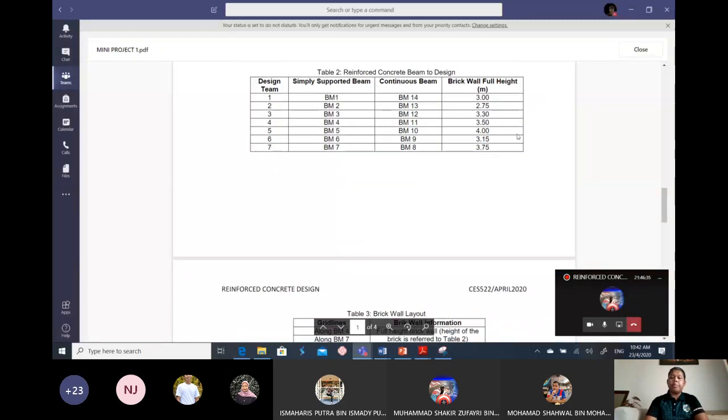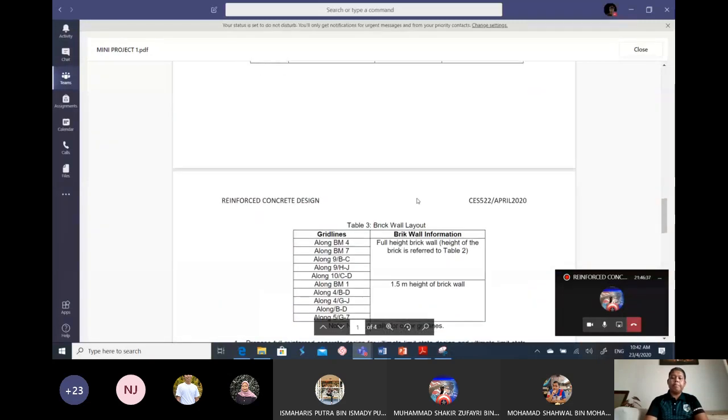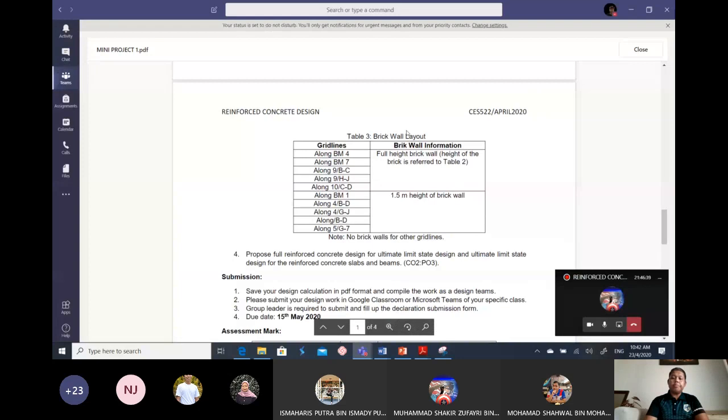also continuous beam. This is a brick wall full height. Okay, this is the brick wall layout specification. Where is the location of the brick wall? The brick wall will contribute load on top of your beam. So in this case, along beam M4, up to cases 1, 2, 3, 4, 5 are the full height brick wall.